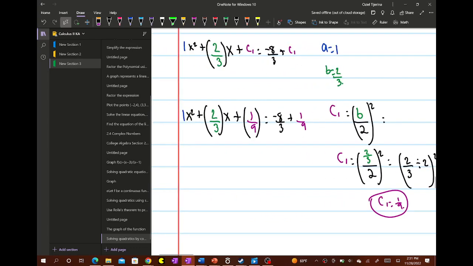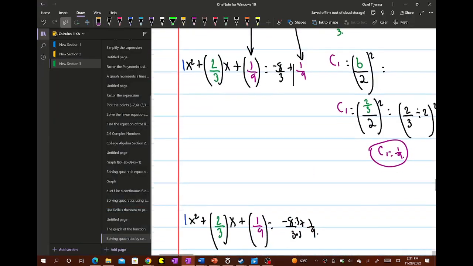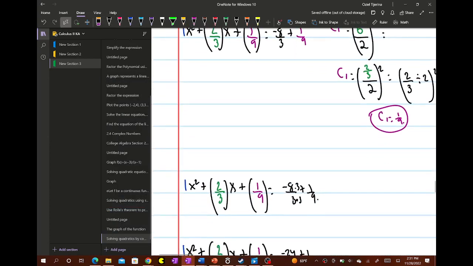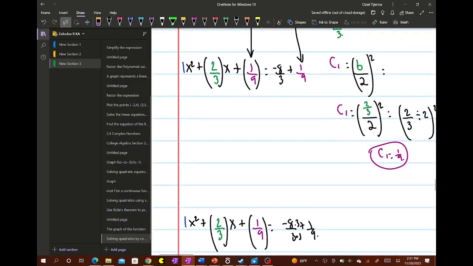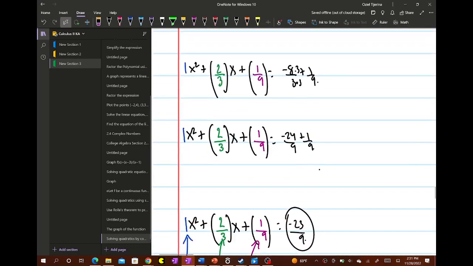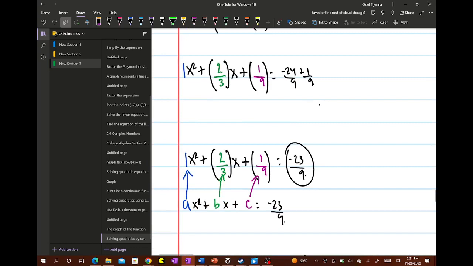So I added this here, and then I added this over here as well. Then I got 1x squared plus 2/3 x plus 1 over 9 equals negative 8 over 3 plus 1 over 9, right? Okay, so this is where it gets a little tricky. I simplified the negative 8/3 plus 1 over 9 by getting the common denominator, and at the end I got 1x squared plus 2/3 x plus 1 over 9 equals negative 23 over 9. So that's not the difficult part, right?